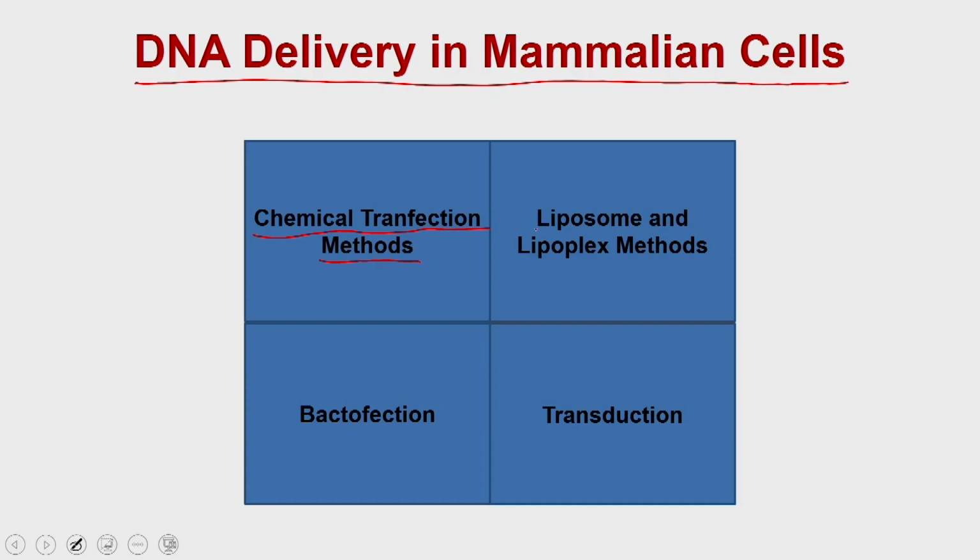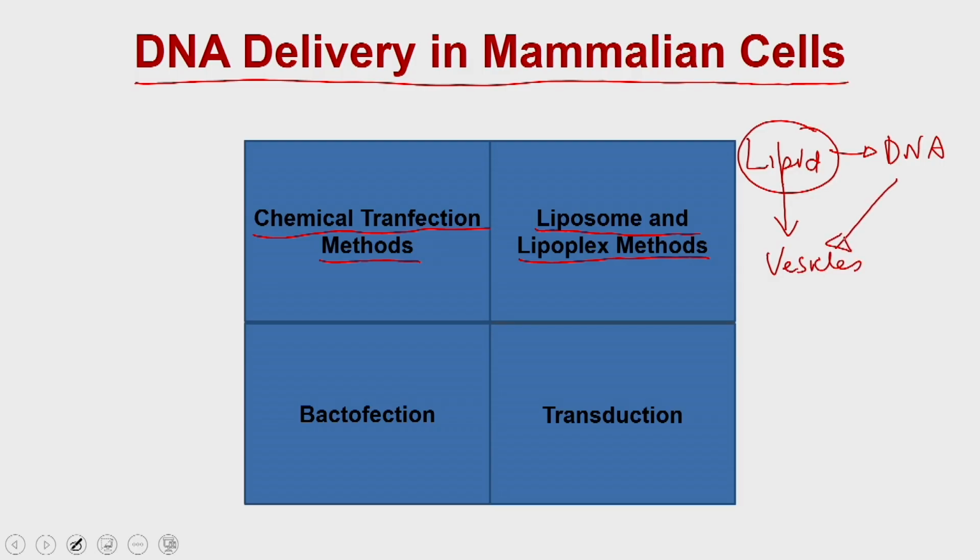Whereas in the other approach, where people are using the liposome or lipocomplex methods, they are using lipids, and these lipids make a complex with DNA, or in some cases these lipids form vesicles, and these vesicles engulf the DNA, and then fuse with the host cell, and as a result the recombinant DNA is delivered to the mammalian cells, reaches the nucleus and expresses its recombinant gene.